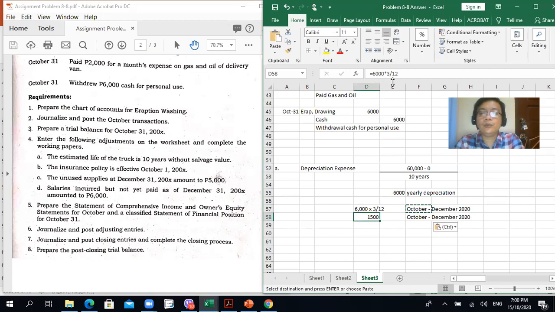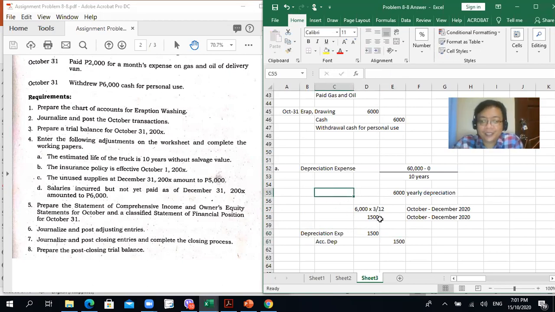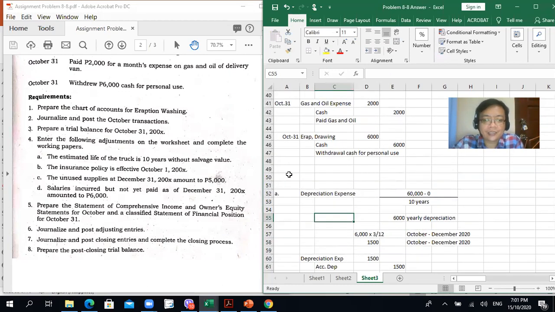It is only 1,500. So what is the entry for this? Debit depreciation expense, which is 1,500, and we credit accumulated depreciation of 1,500. Nagigets ba? This is our first adjusting entry, so you have here adjustment.